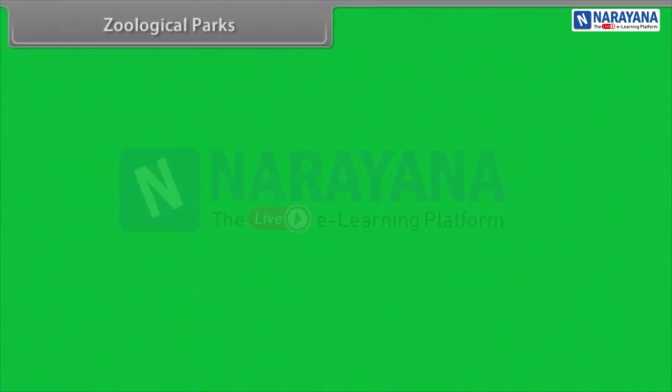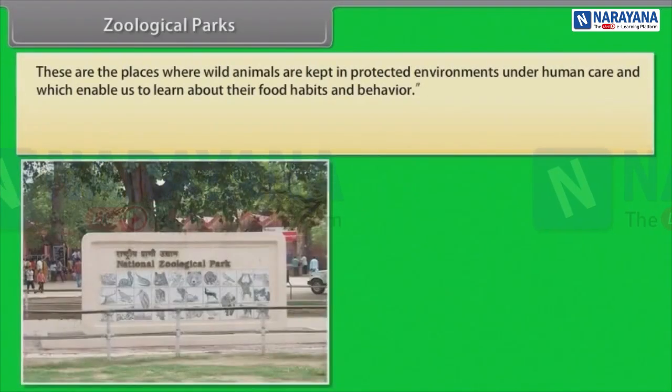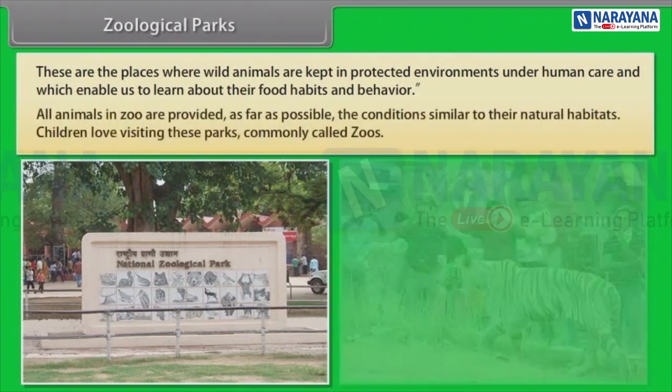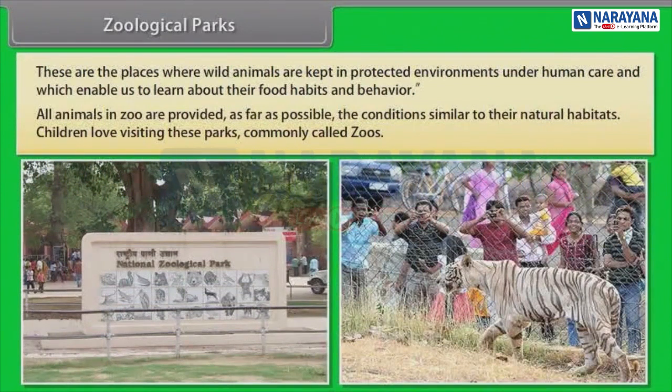Zoological Park: These are the places where wild animals are kept in protected environments under human care, which enable us to learn about their food habits and behavior. All animals in a zoo are provided, as far as possible, with conditions similar to their natural habitats. Children love visiting these parks, commonly called zoos.